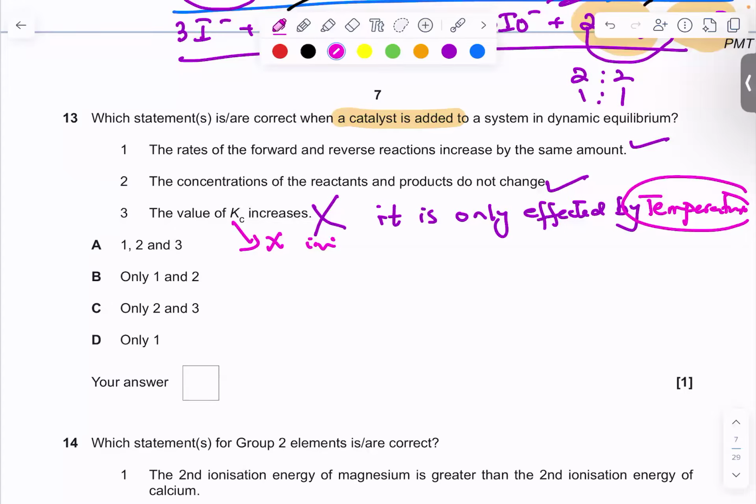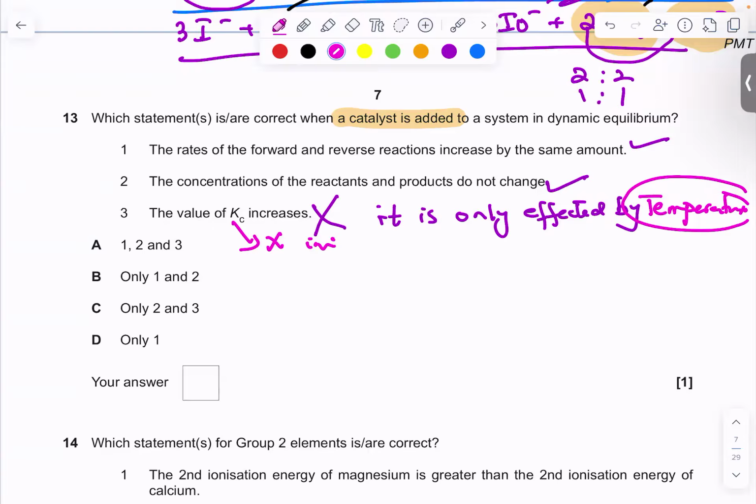Michelle, I just want to confirm a couple of things. So the value of Kc remains constant. Is that because if both the rate of the forward and the backward reaction increase by the same amount, they're going to cancel out to whatever it was? Yes. And second thing is, Kc is only affected by temperature. Yes.